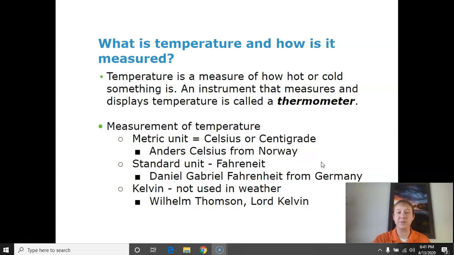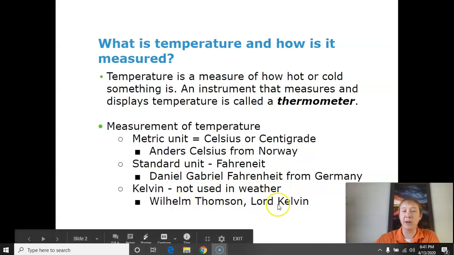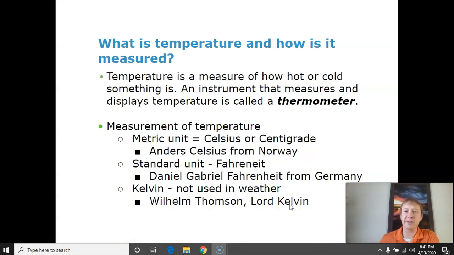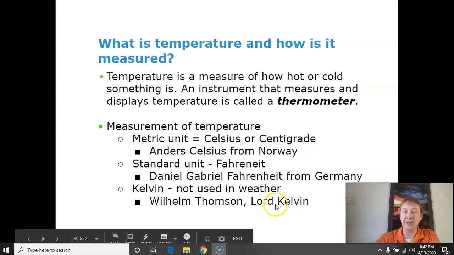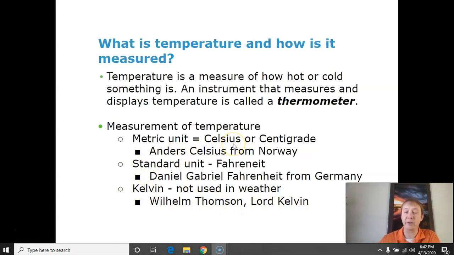The last one is what we call kelvins, and these we normally don't use in weather. They're used more in physics, as well as looking at things like light bulbs. This was created by Wilhelm Thomson, Lord Kelvin, because they wanted to know what absolute zero is. Absolute zero is the temperature at which there's basically no heat at all, so things stop moving. In Kelvin, it would be 0 degrees Kelvin, or minus 275 degrees Celsius. So those are some key pieces of information for temperature.